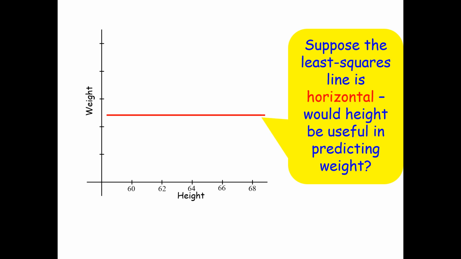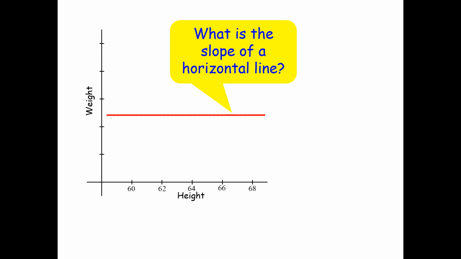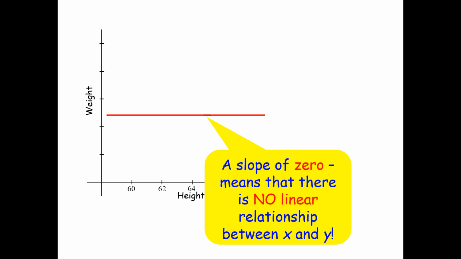So suppose that the least squares line is horizontal. Would height be useful for predicting weight? Well, what is the slope of the horizontal line? Yes, it's 0. So a slope of 0 means that there is no linear relationship between x and y.